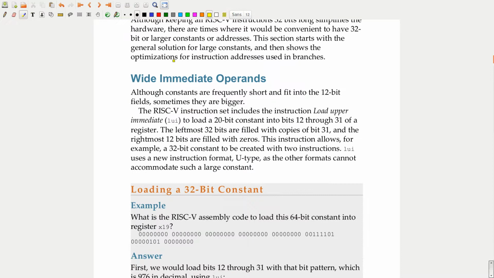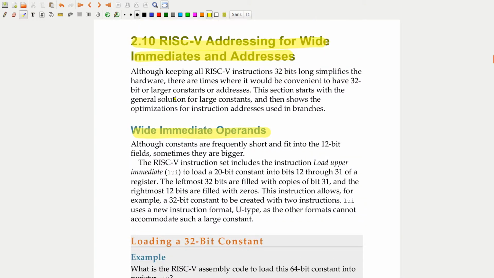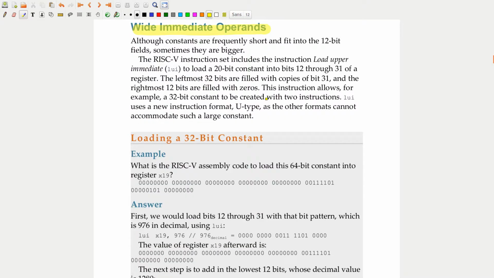So let's talk about wide immediate operands, in the context of addressing. The RISC-V instruction set includes the instruction load upper immediate to load a 20-bit constant into bits 12 through 31 of the register. That means it only loads the upper bits of the 64-bit register. The leftmost 32 bits are filled with copies of bit 31. So this is for signed numbers.